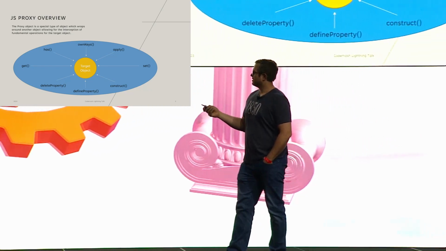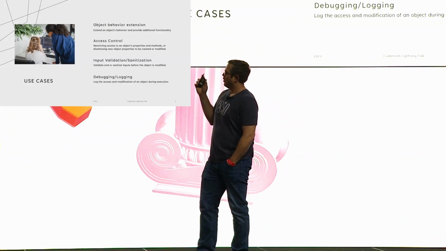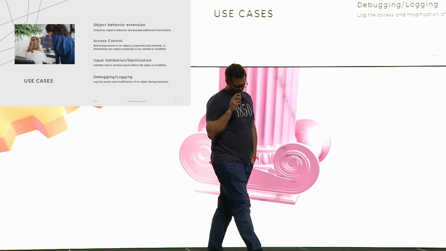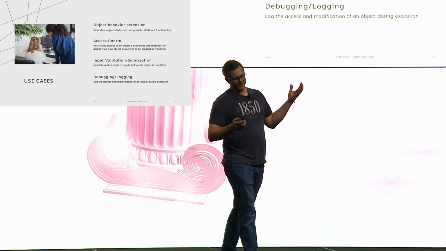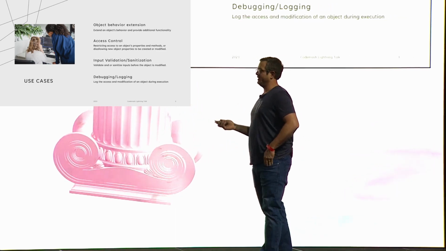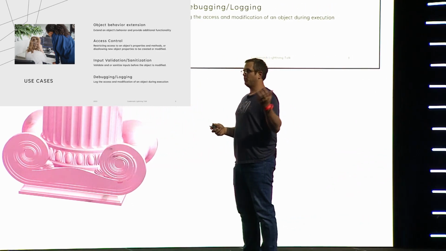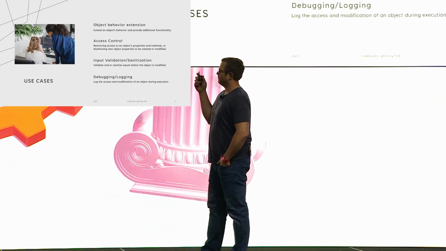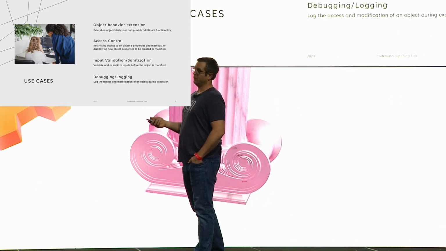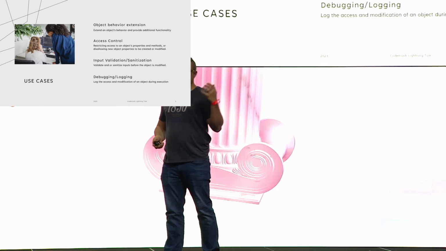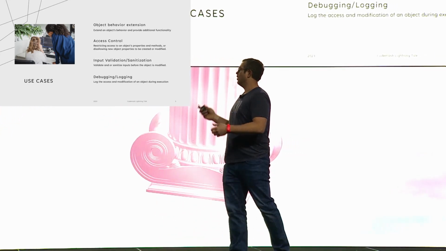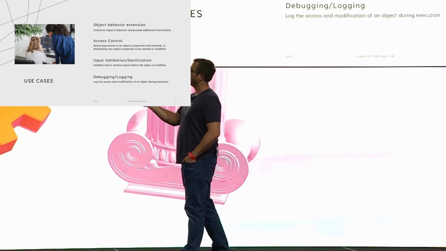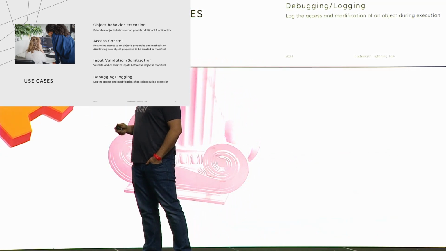But let's go into some of the use cases for this. One of the things you can do is extend an object's behavior. An object is just a set of properties, methods, and so on. With a proxy, because it wraps around it, you can supply your own methods that don't exist on that object from the get-go. You can put in access control. You can allow or disallow the access of properties or methods, or you can say, nope, you're not allowed to set this property on this object.